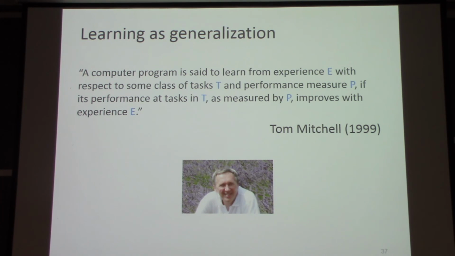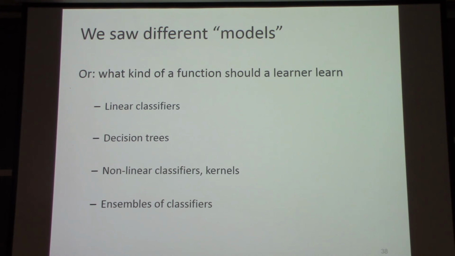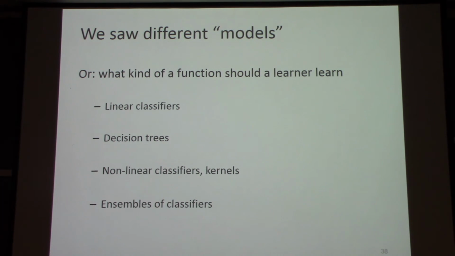The way I think about it, this E is the training set. As your training set grows, your accuracy or your F measure or whatever in the task that you care about goes up. We saw many different kinds of models, and model is just a name for what kind of a function the learning algorithm should explore. We looked at linear classifiers, decision trees, probabilistic models, and non-linear classifiers, particularly through kernels, ensembles, boosting and such things.